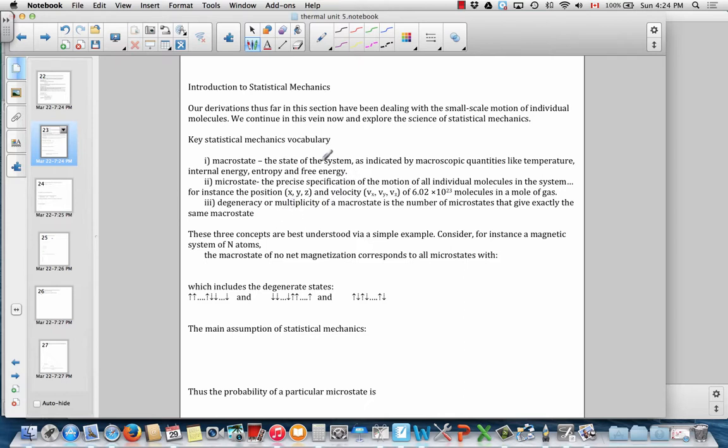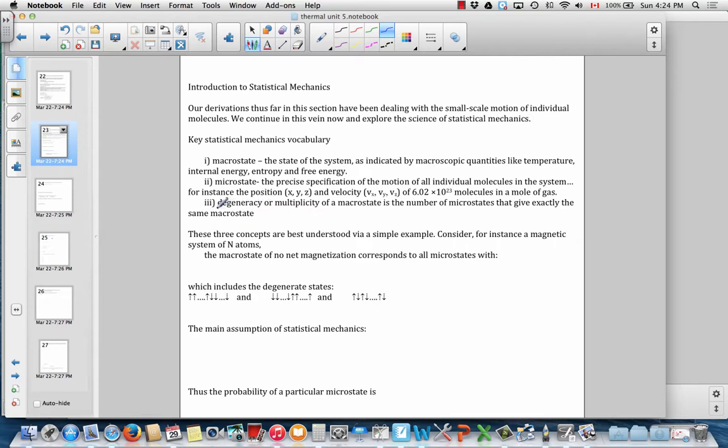So while we're dealing with the individual behavior of molecules, we're just going to continue with the discussion of microstates, macrostates, and ultimately lead into some key facts on statistical mechanics. So we have introduced these words before. The macrostate, you'll recall, is the large-scale state of the system defined by properties like temperature, entropy, internal energy, etc. The microstate is the precise specification of all the atoms and molecules in that sample in terms of where they are and what their velocity is.